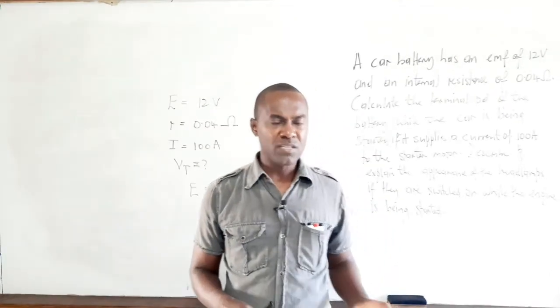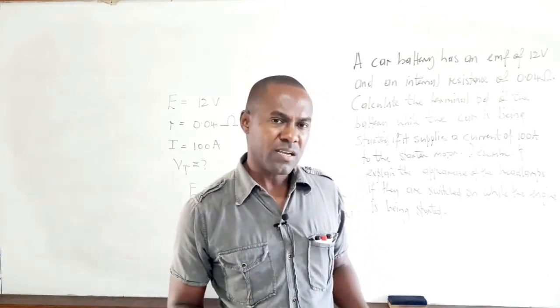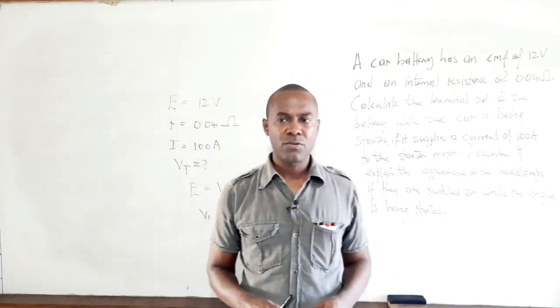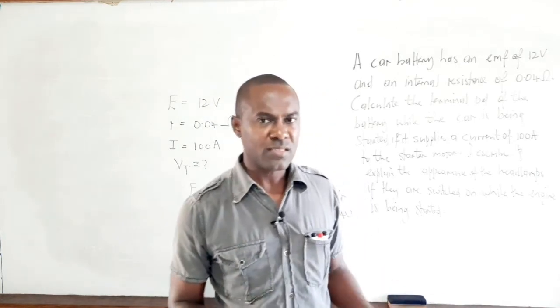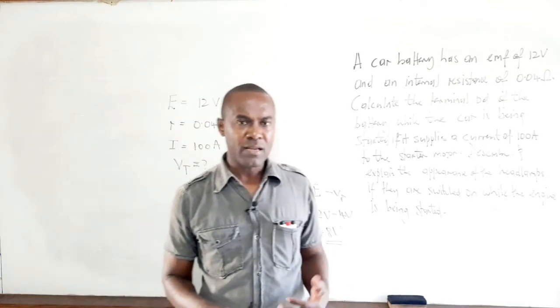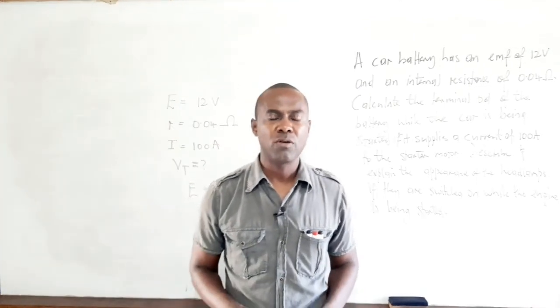So whenever the voltage is less than 12 volts, they will still shine, so the headlamps will still come on, but they will not be at maximum brightness. They will be dimmer than if they were supplied with the required voltage of 12 volts.